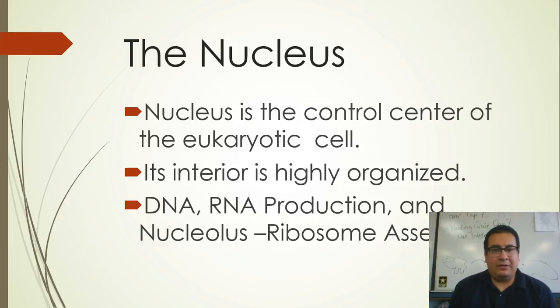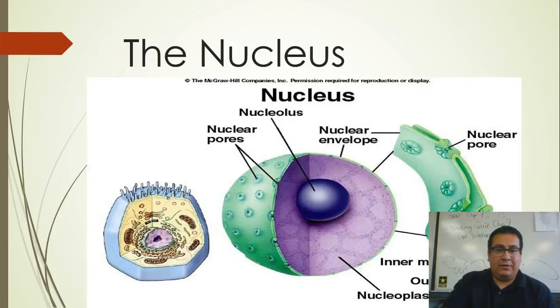The inside part of the nucleus is highly organized. Here you have DNA and DNA production, because DNA has to be replicated in order for cells to come from pre-existing cells. You also need RNA. RNA is used for protein synthesis. You have RNA production, and then you have the nucleolus, which is responsible for ribosome assembly. And we'll get more into detail throughout the lecture.